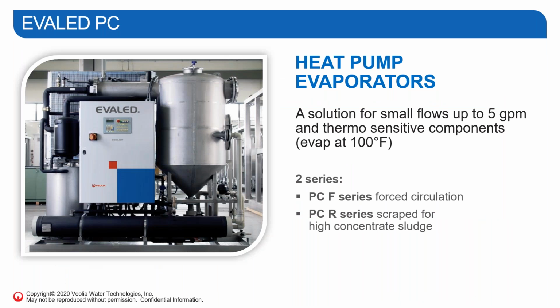But as I mentioned, we can certainly give the overview. So the first one is the heat pump evaporator. You'll notice it's for smaller flows, so this goes up to 5 GPM. This evaporator works under a pretty significant vacuum. So you can see that we're evaporating water at 100 degrees Fahrenheit, which is approximately somewhere around 40 degrees Celsius.